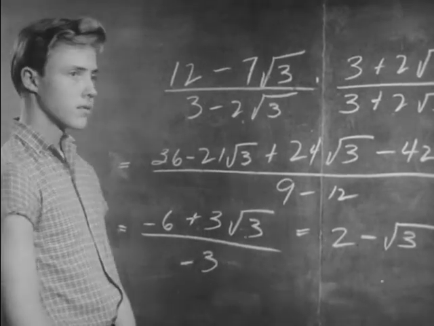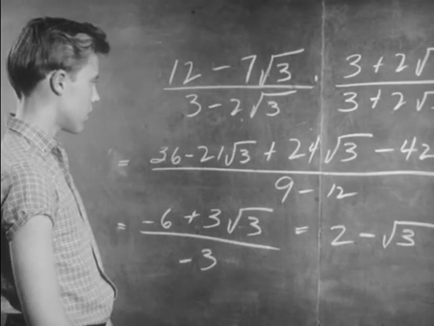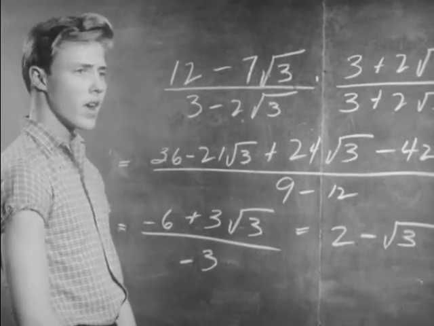Well, then what's the trouble, Tom? I don't see what's bothering you. But why do I do this, Miss Perkins? To get the radical, the square root of 3, out of the denominator. Why do I want to do that? Well, it's considered good mathematical form not to leave a radical in the denominator.